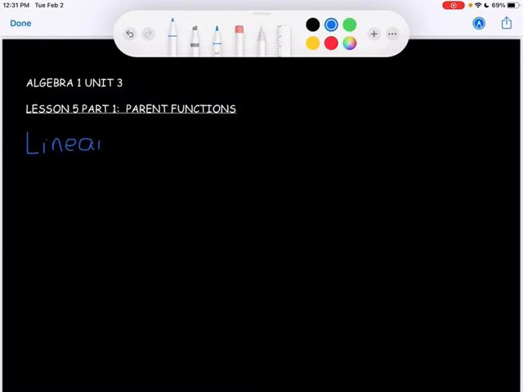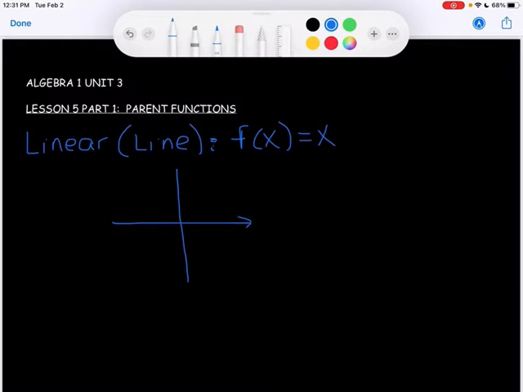So if we've got a linear function, which is a line, the parent function is f of x equals x. Okay, this is the parent linear function, and when it's graphed, it looks like this. It goes through the origin, and it's got a slope of 1. This is your parent linear function.